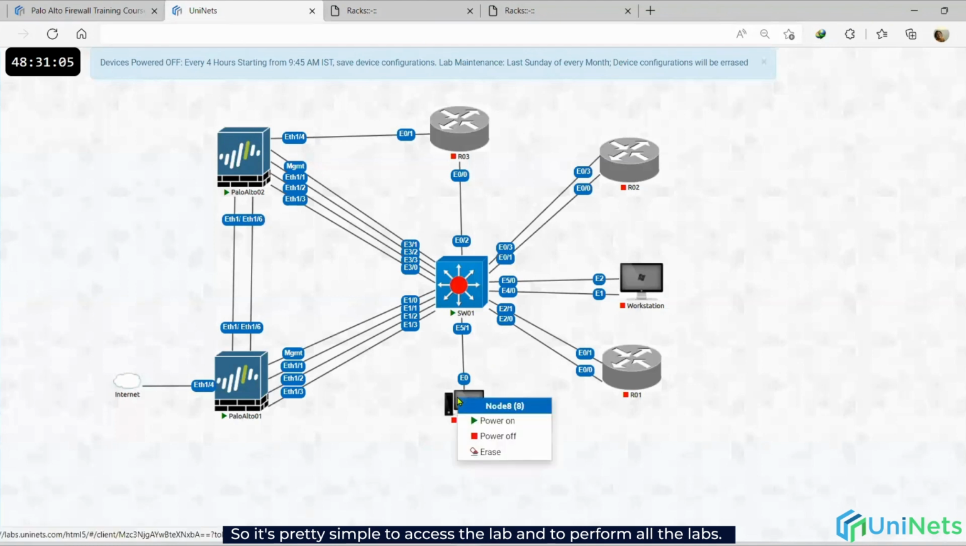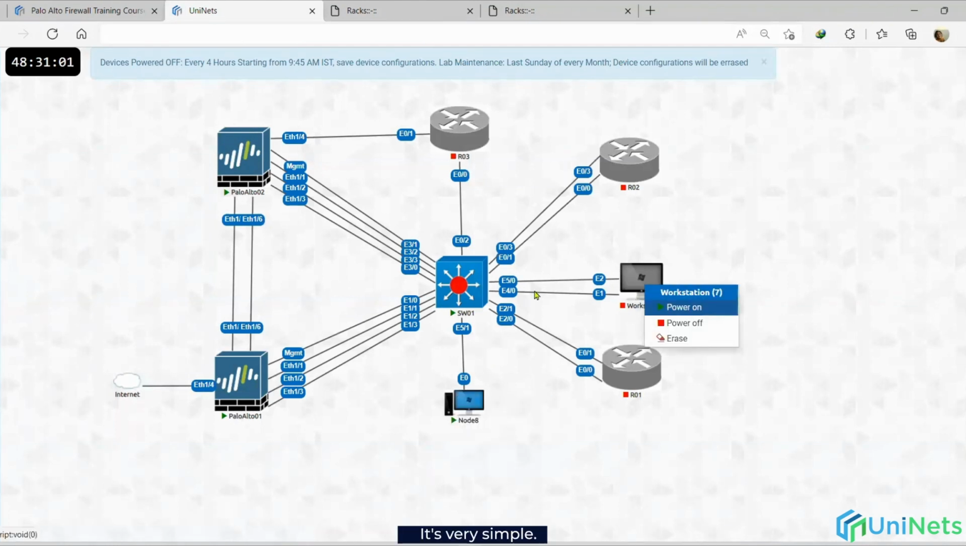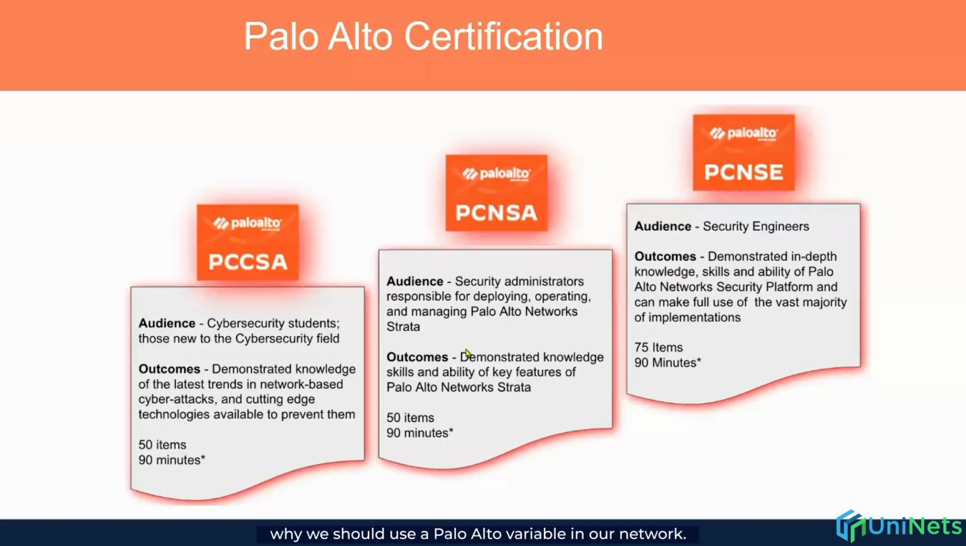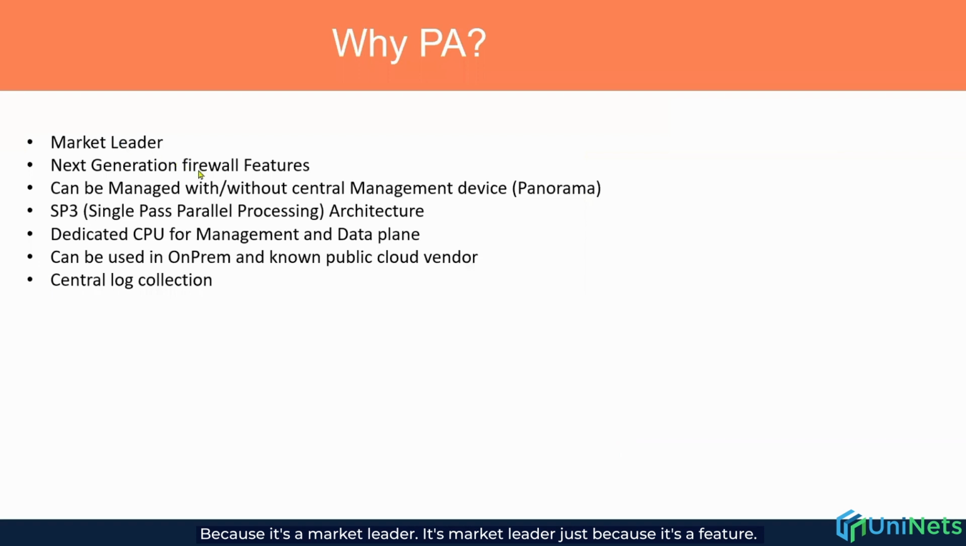So it's pretty simple to access the lab and to perform all the labs. Moving ahead regarding Palo Alto, why should we use a Palo Alto firewall in our network? If you see, in most networks Palo Alto is being used nowadays. Why is Palo Alto being used nowadays? Because it's a market leader, just because of its features. A lot of features it has, and it's a next generation firewall.